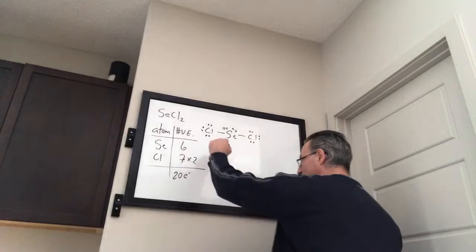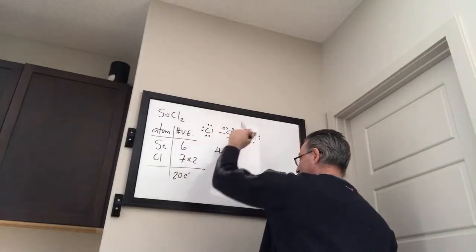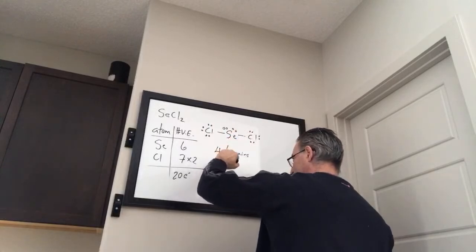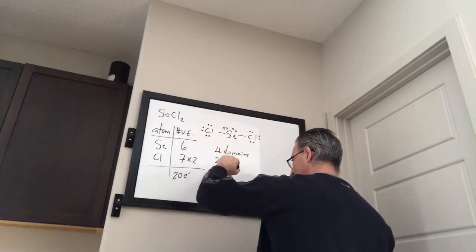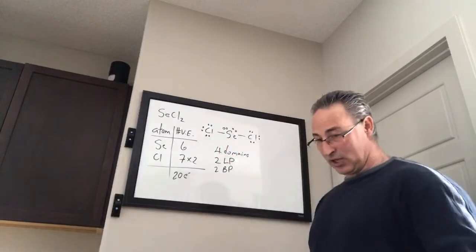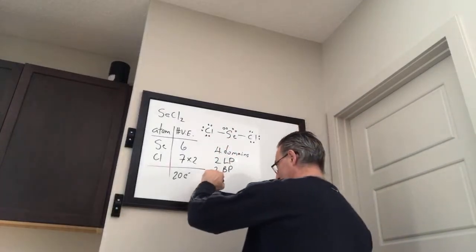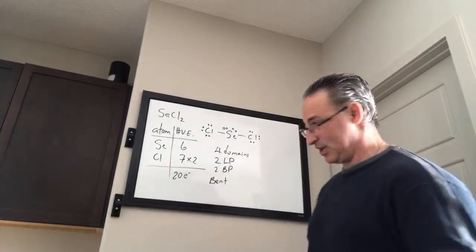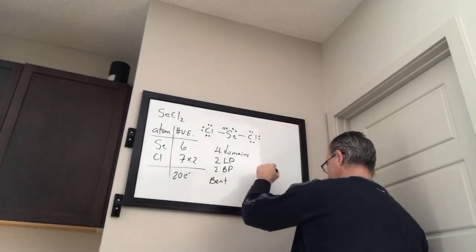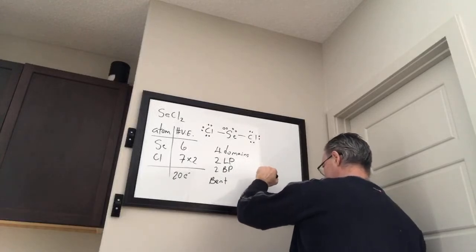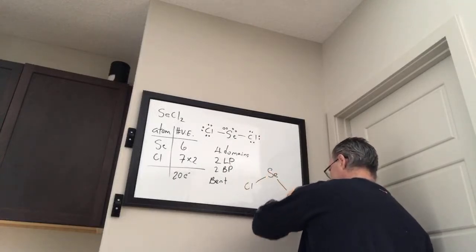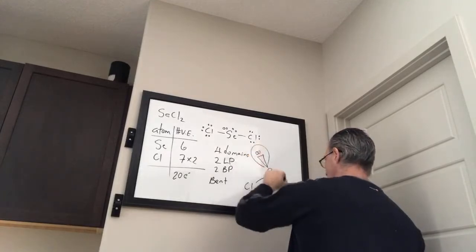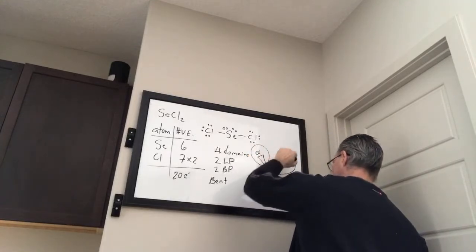Now you have 4 domains, 1, 2, 3, 4. You've got 2 lone pairs and 2 bonding pairs. That's called bent. If you look at your chart you have to memorize, you're going to get a bent configuration. And basically it's a subtype of tetrahedral. So to redraw it properly, you would draw the 2 chlorine atoms in the plane of the blackboard. 1 lone pair is coming out at you, and 1 is going behind the plane of the blackboard.